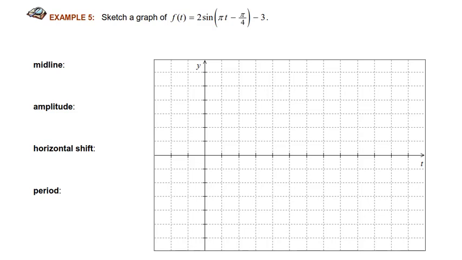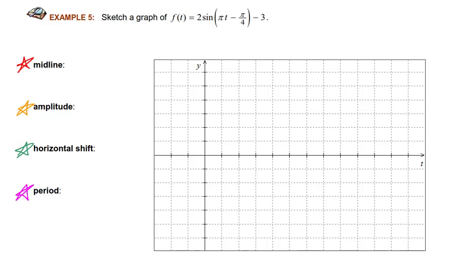In this example, we're going to sketch a graph of the function f of t equals 2 sine(pi t minus pi over 4) minus 3. To accomplish this, we're going to want to determine what the midline is, what the amplitude is, what the horizontal shift is, and what the period is.